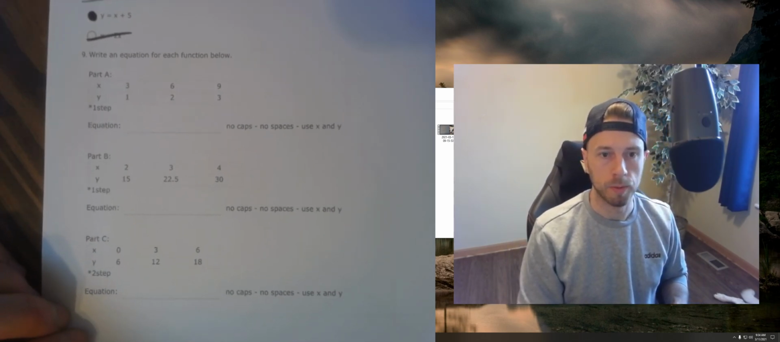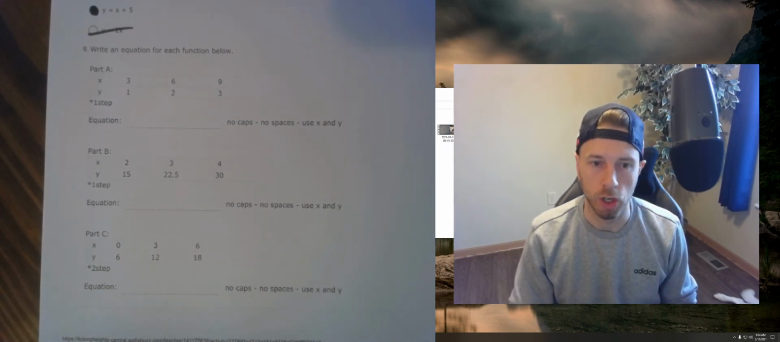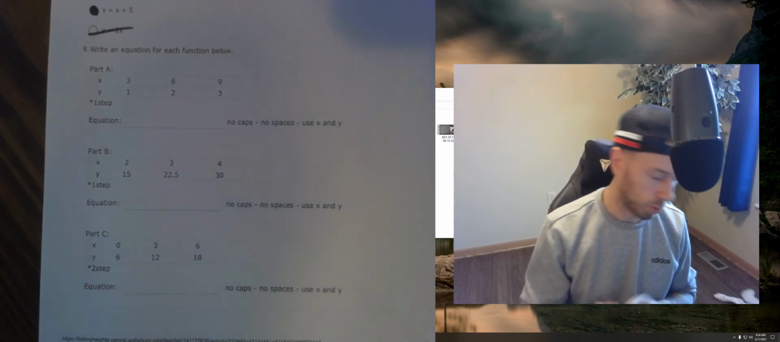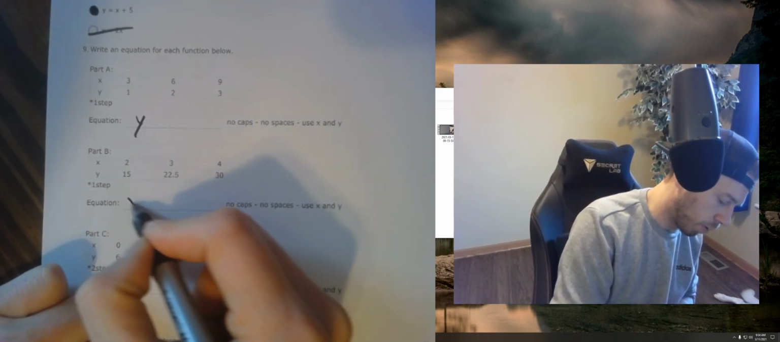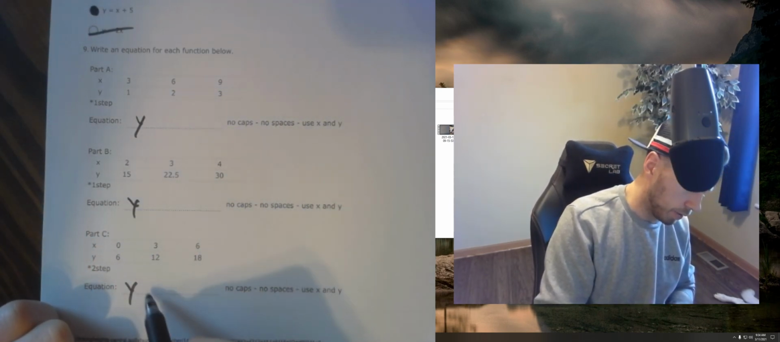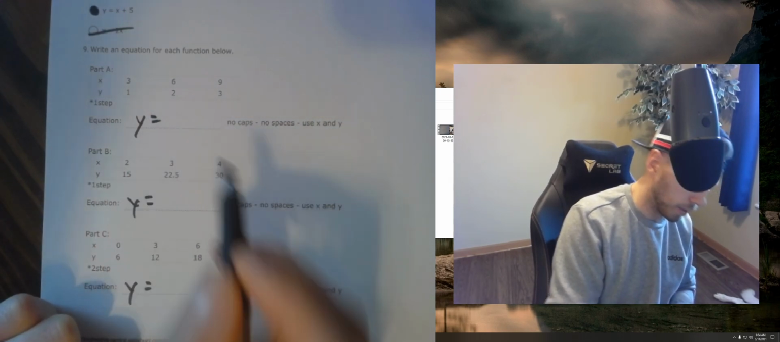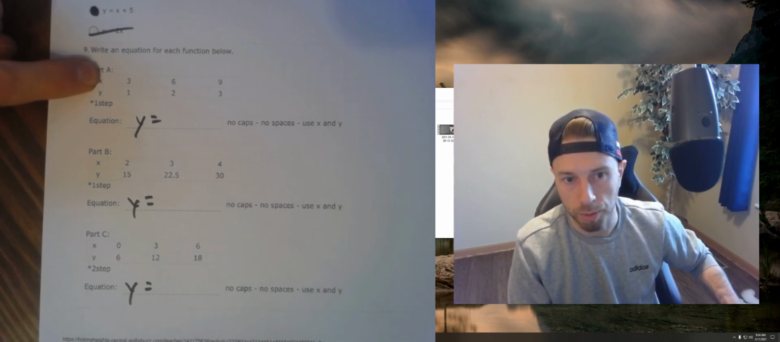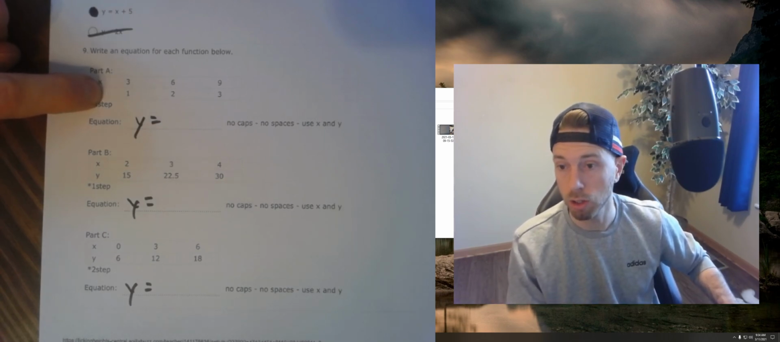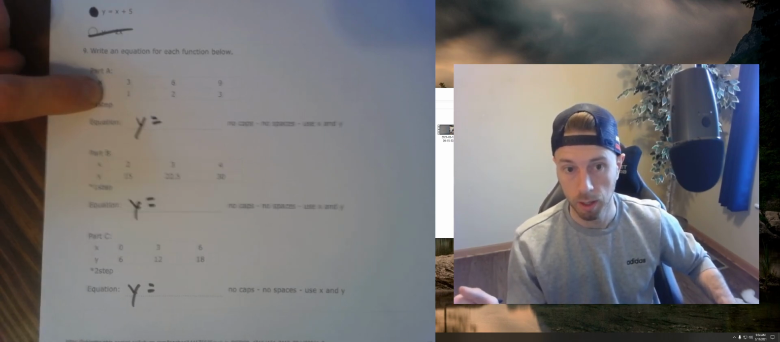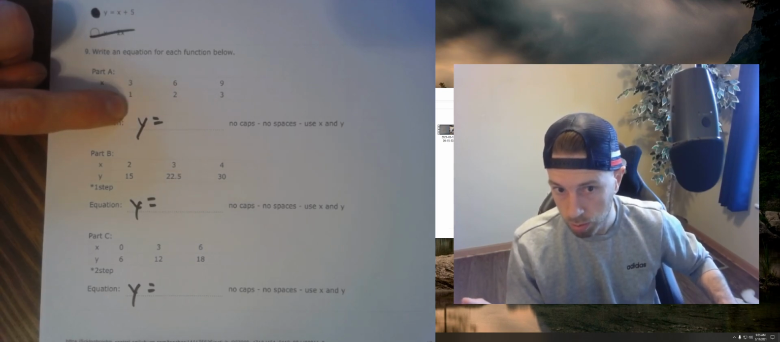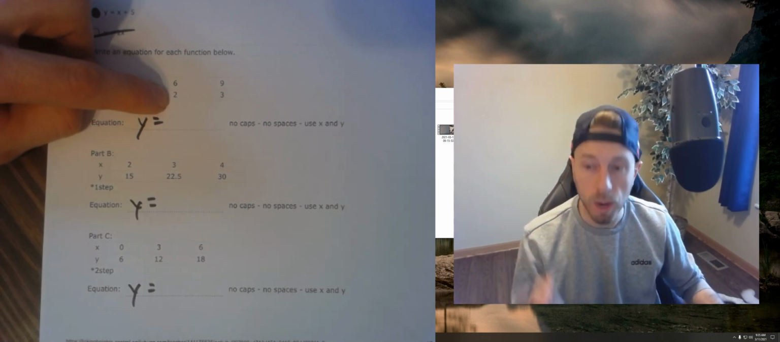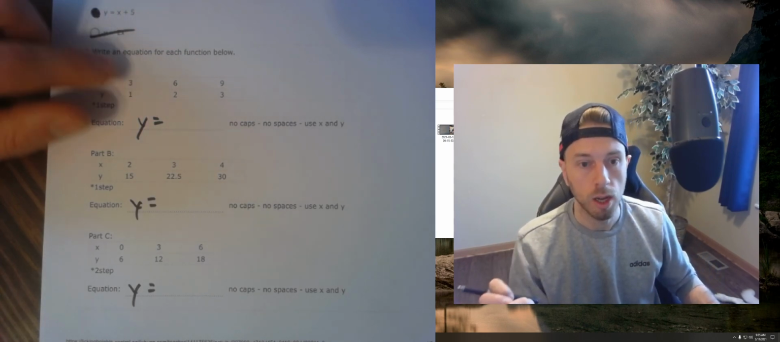Number 9. Write an equation for each function below. We just need a rule for each one of these. I know that my equations are going to start with y equals on all of these, y equals something. And then we just say, what are we doing to x? Well, the x here is going from 3 down to 1. So it's either subtraction or division. It could be minus 2. Let's see if it works for the next one. 6 minus 2, it doesn't work for that, so it must be division.